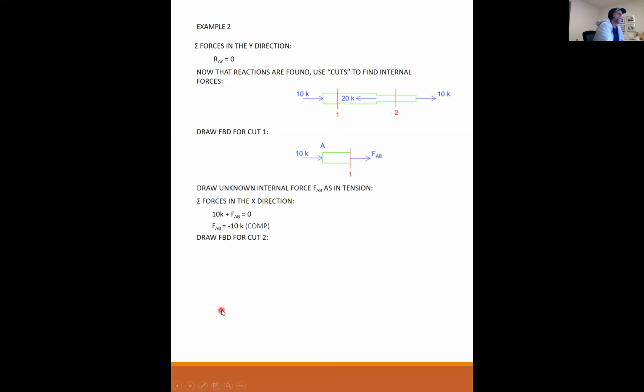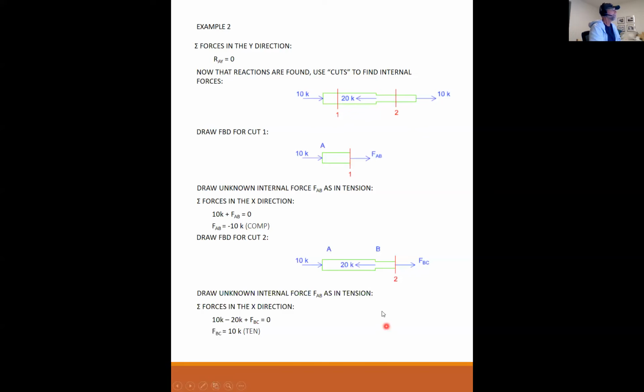Draw a free body diagram for cut number 2. Here we are. Here's my 10 kips. Here's my minus 20 kips. Here's my unknown FBC drawn in tension. And I sum the forces in the x direction. I have 10 kips minus 20 kips plus FBC equals 0. FBC equals 10 kips tension. Okay, so now I know the normal force, or P, in A to B and from B to C. A to B is minus 10, B to C is positive 10. Any questions on what I've done?